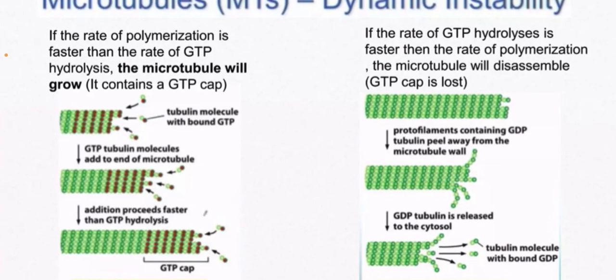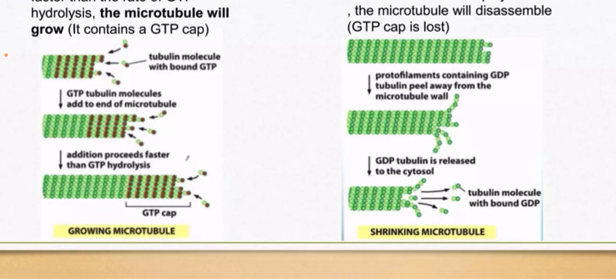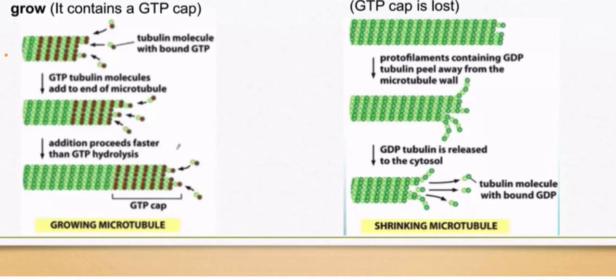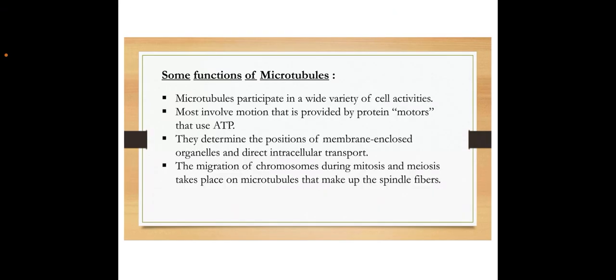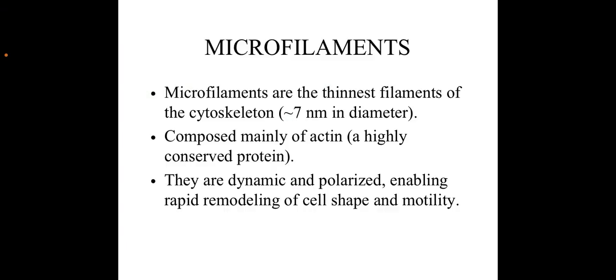Whereas if the rate of GTP hydrolysis is faster than the rate of polymerization, the microtubule will disassemble, and the GTP cap is lost in the form of GDP and alpha tubulin, and the structure shrinks. So, some functions of microtubules. They participate in a wide variety of cell activities. They are also used to provide ATP to the motors, they determine the positions of membrane-enclosed organelles, and they are responsible for the migration of chromosomes during mitosis and meiosis.